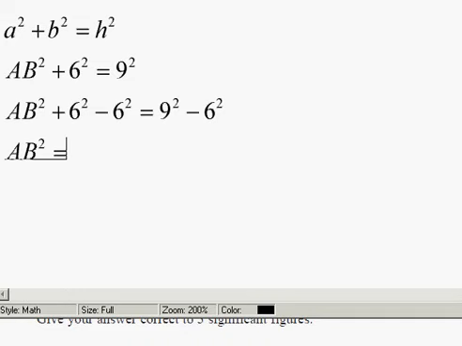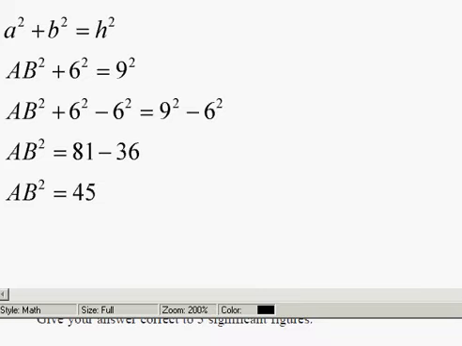So AB squared equals 9 squared minus 6 squared. So I will simply work this out. 9 squared means 9 times 9, and 6 squared means 6 times 6. So 9 squared is 81 minus 6 squared, which is 6 times 6, which equals 36. So AB squared equals 81 minus 36, and that's 45.